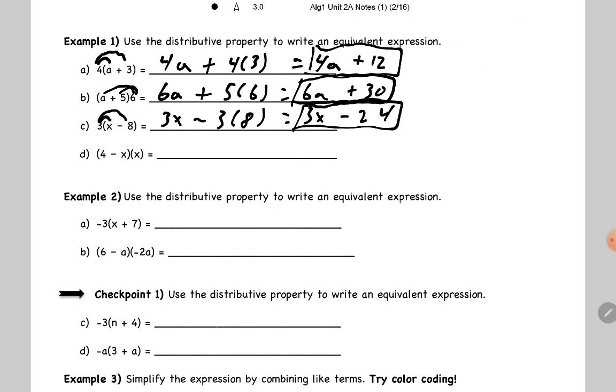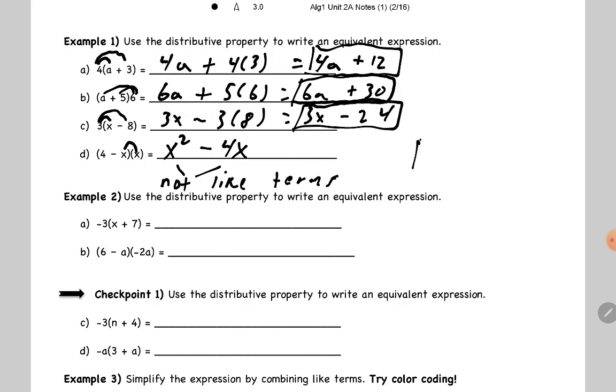Okay, this one is a little bit tricky. So this is x times x. X times x is x squared minus 4x. So these are not like terms. You cannot add or subtract them together.